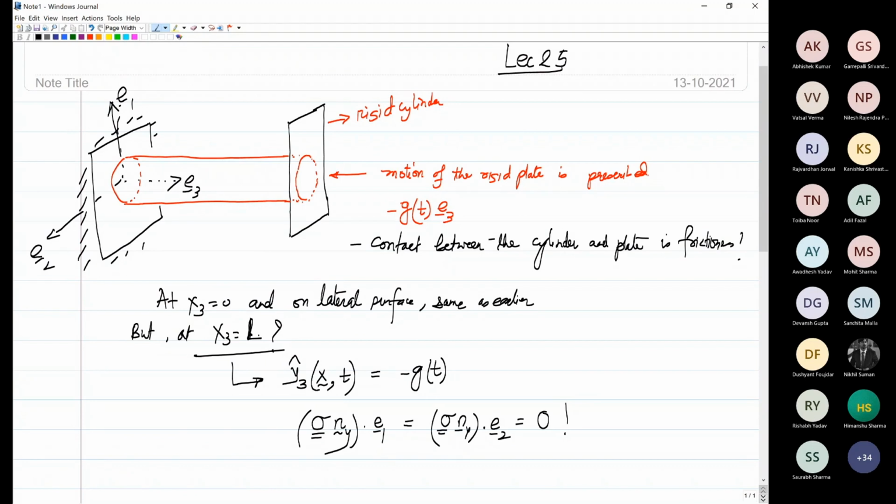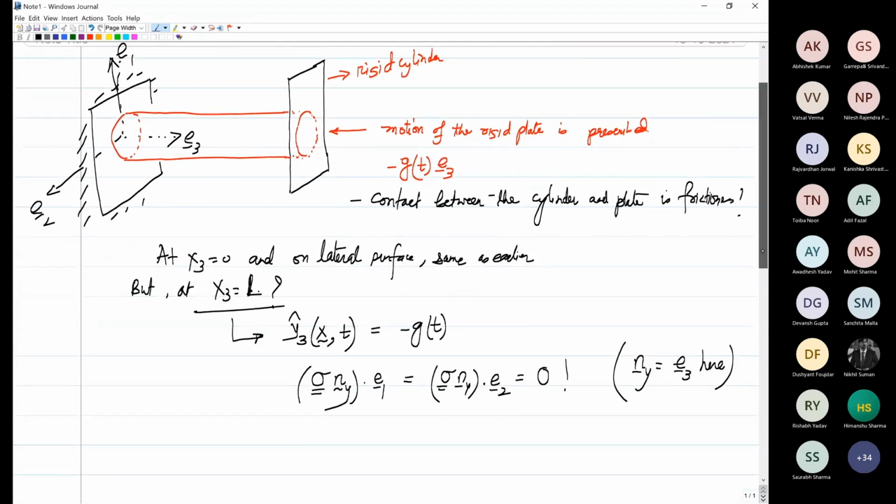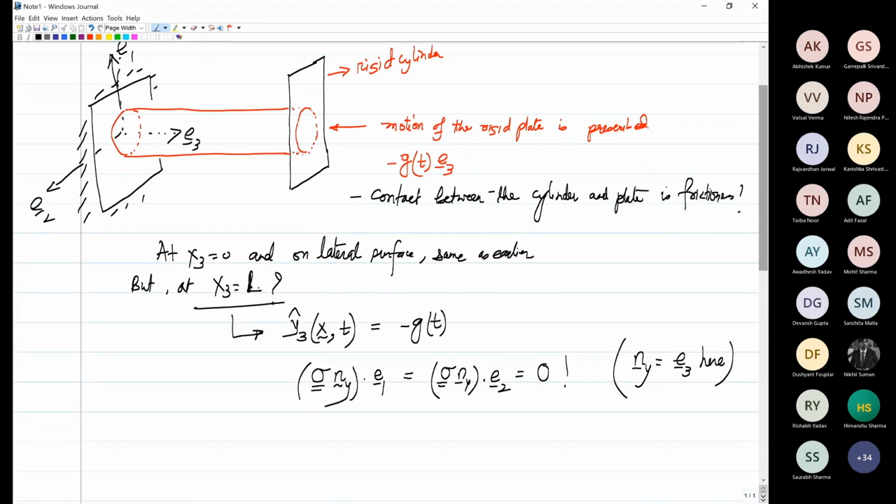Now you can see you have three boundary conditions. And because the plate is just moving, it's translating, so ny will also be equal to E3. You can say that ny will be equal to E3, isn't it? So very good, Manoj.